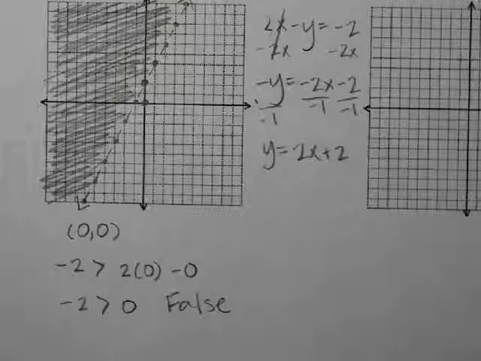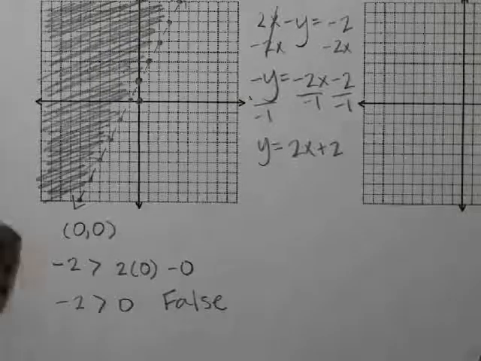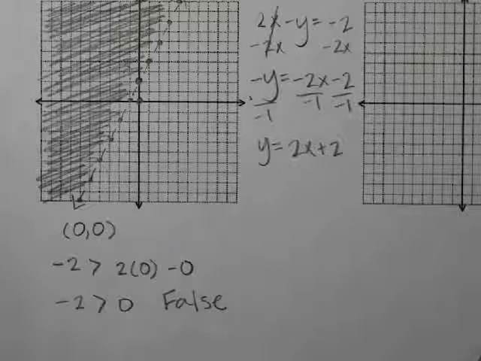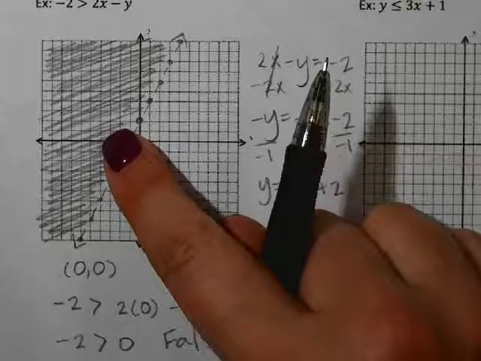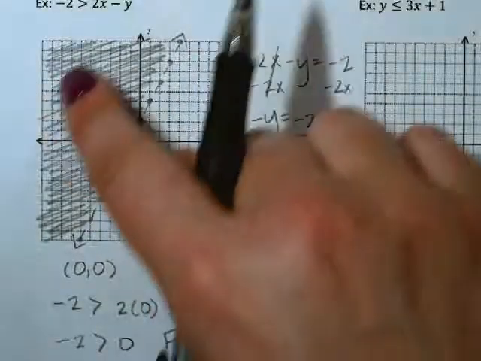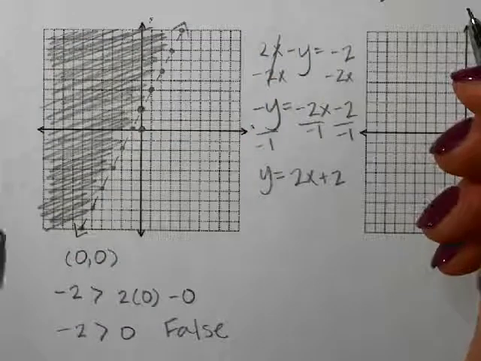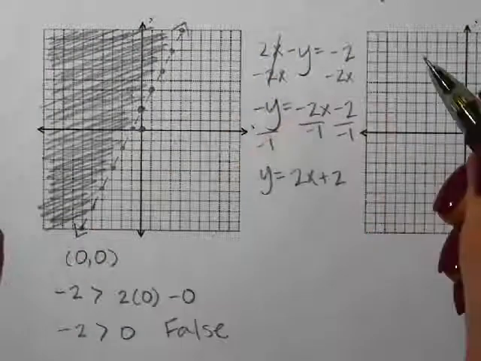Okay? Now, if I asked you for solutions that were in the region, what I mean is solutions that are in the shaded region. Okay? So what are some solutions? It can be any point that shows up over here. What's a solution to this inequality? Any point in the shaded.